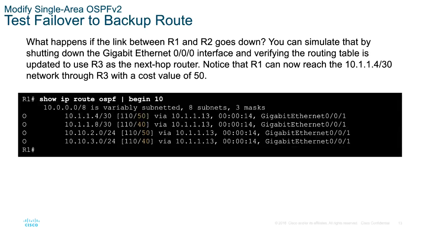So router 1 is learning all of these subnets are available via this neighbor, okay, which is router 3. So if router 1 can no longer use its primary route to get to 10.114, it knows it can get to it via router 3, but with a much higher cost. So this is a backup.